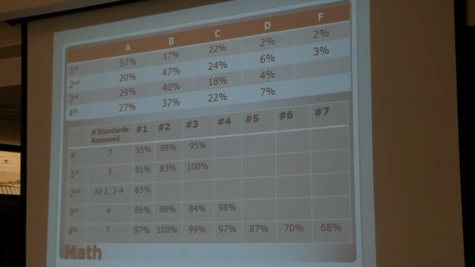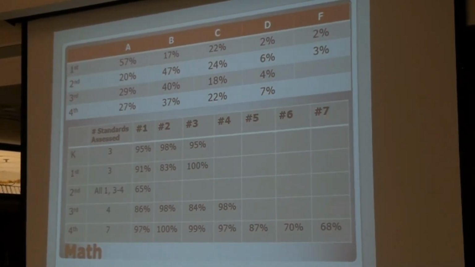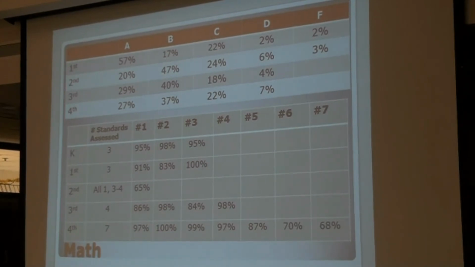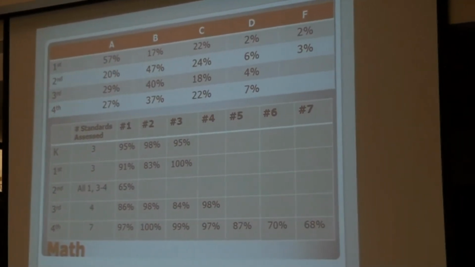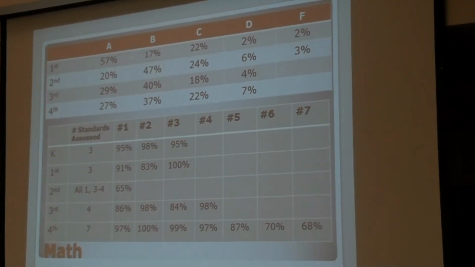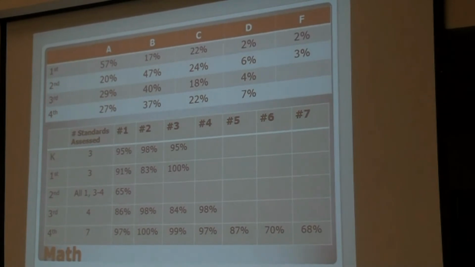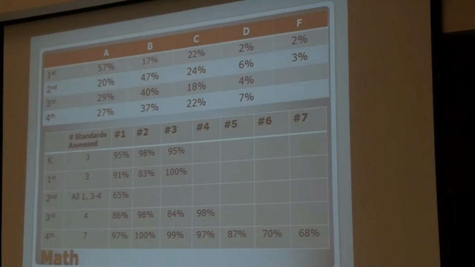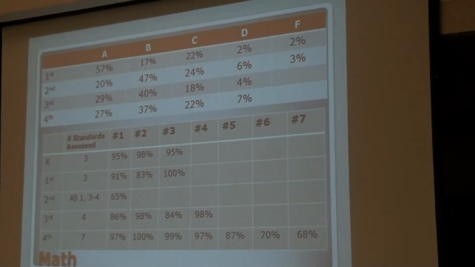All right, the next slide is math, and you'll see that our grades are much higher in math than they were in reading. In reading we were between 52 and 59% in the above average component. In math, it's in the 60s. So our students are performing better in math in terms of their grades, and our power standards are better too.